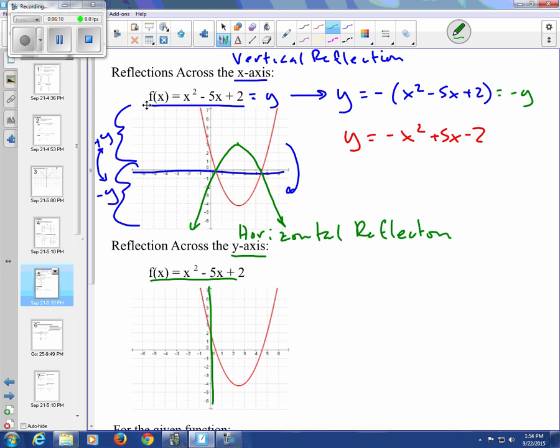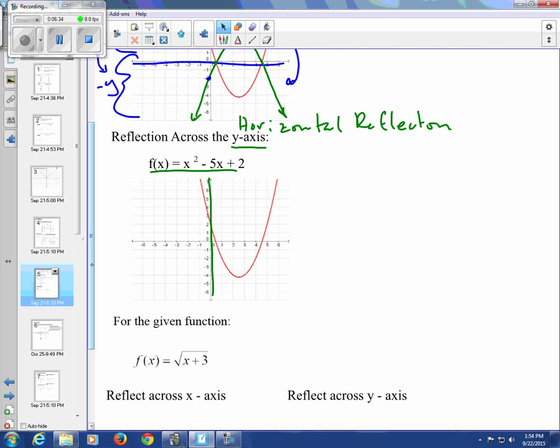And what we can say here, if we look at the equation, is we've got a negative x squared, which we know is going to make our parabola open down. And we've got a negative 2, which is, of course, the reflection of that y-intercept across the x-axis with our approximate graph right here.